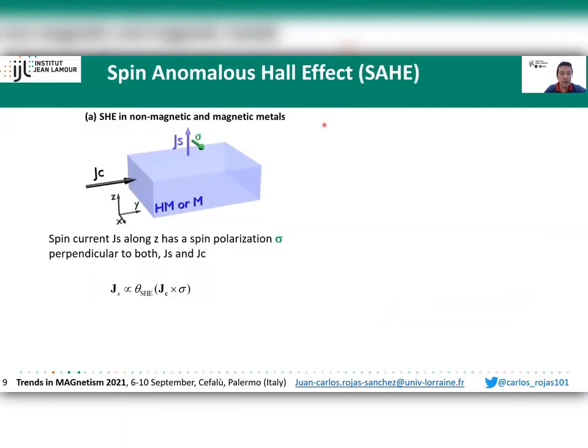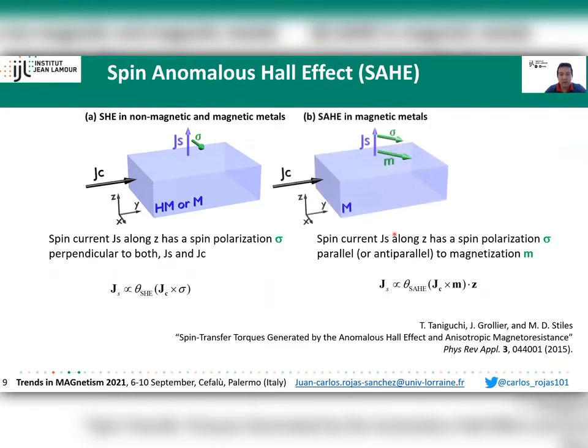So let's recall again the spin Hall effect symmetry. This happens not only in heavy metals, but also in magnetic materials. When we inject a charge current, we produce a transversal spin current with this spin polarization sigma. The symmetry here is that sigma is perpendicular to both the charge current injected and the spin current produced, and the efficiency is called the spin Hall angle.